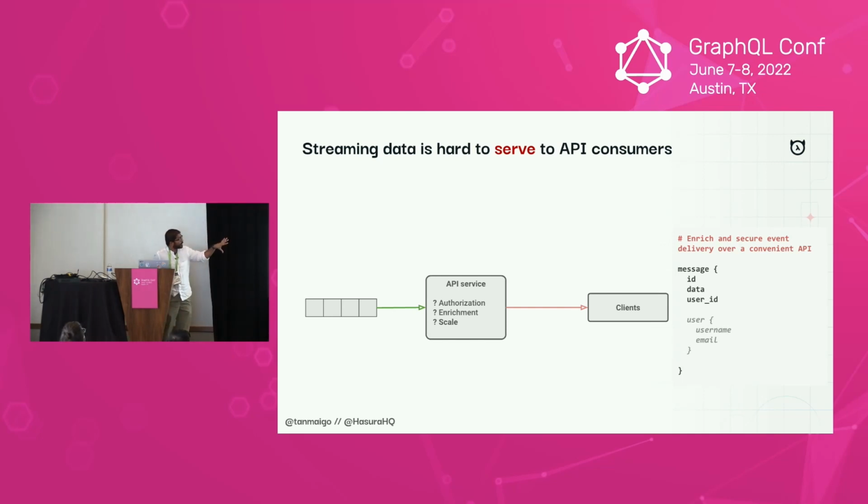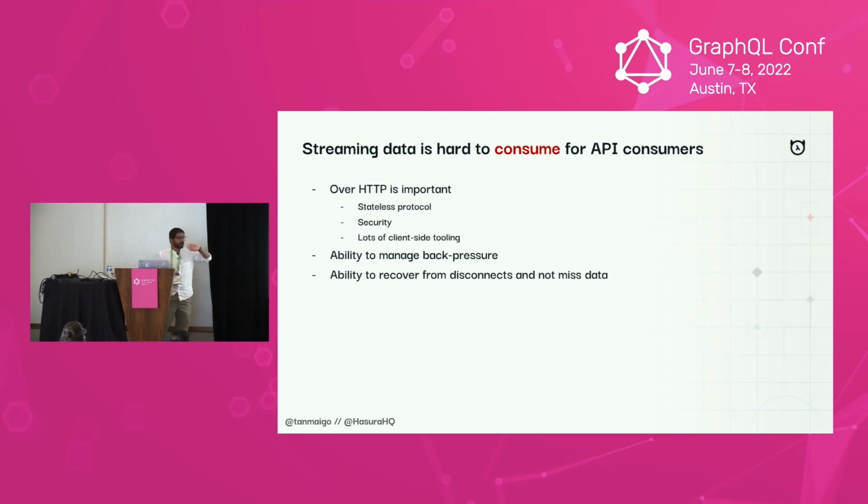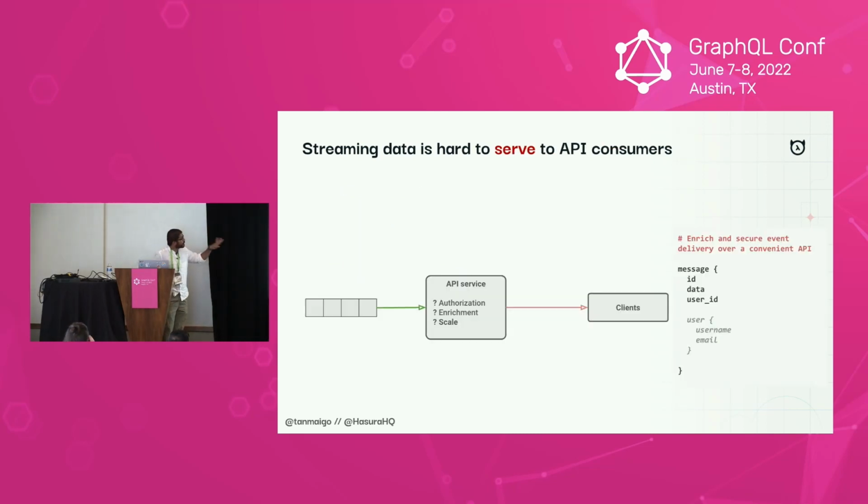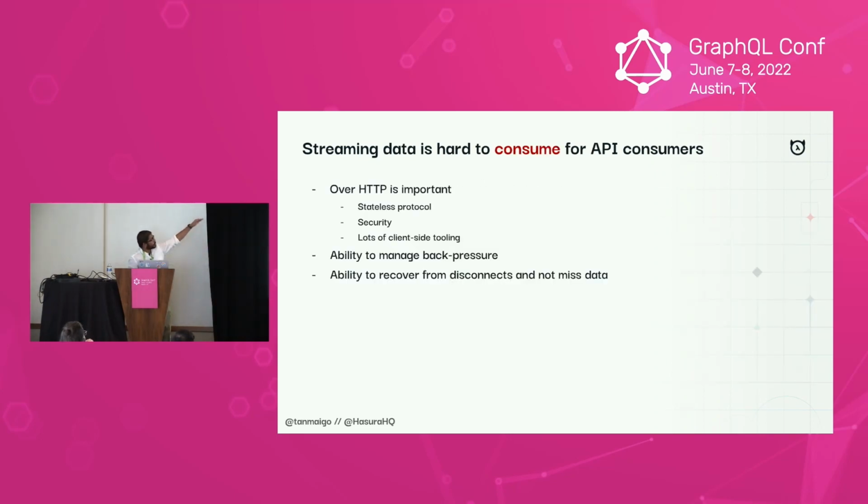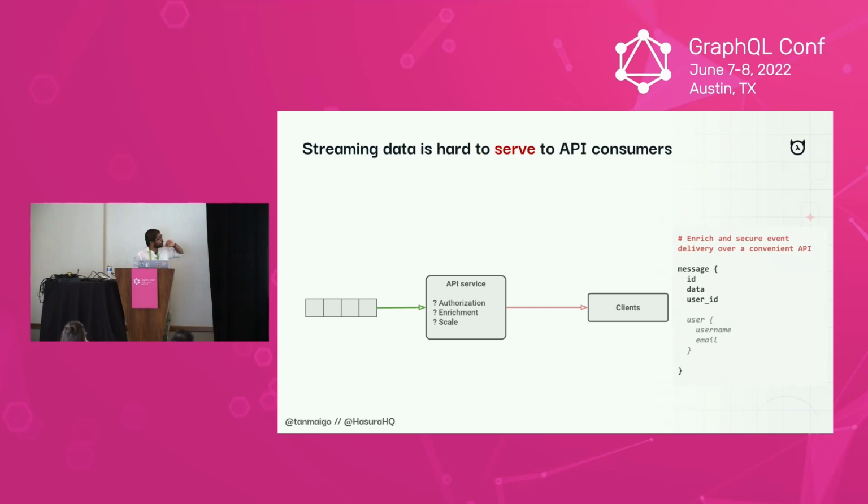And then there's this other part, which is not on the consumption side, but when you think about serving that stream, there are challenges on serving that stream, right? You want to make sure that your service can provide over HTTP, can do back pressure, can recover from disconnects, can be stateless, can scale out horizontally and stuff like that. But what you also want to ensure as a service that is providing this is authorization on what bits of the stream are being sent out to whom.